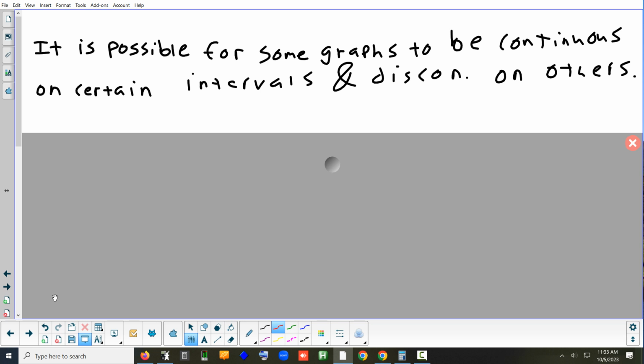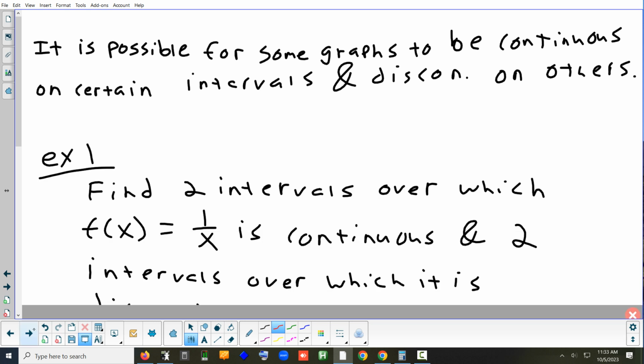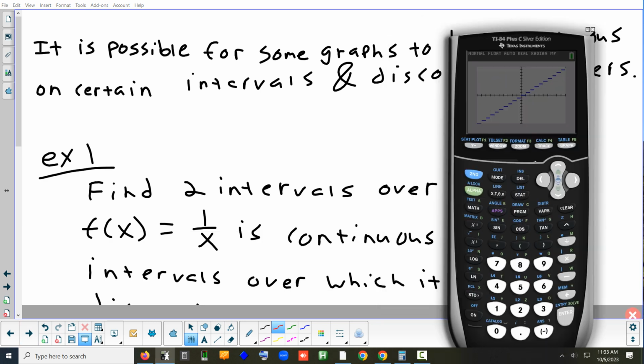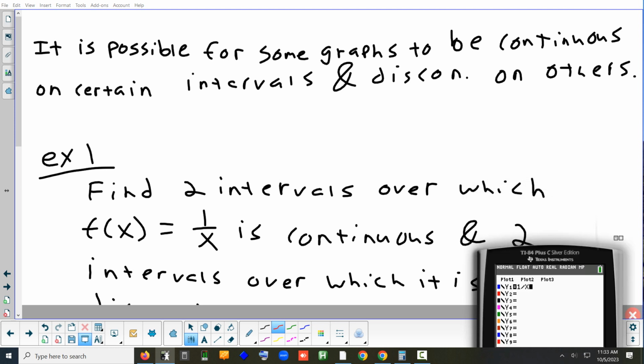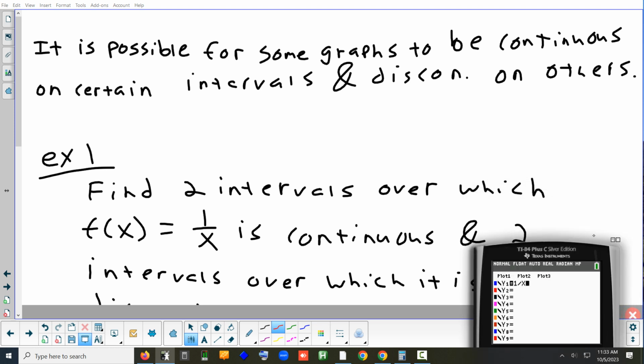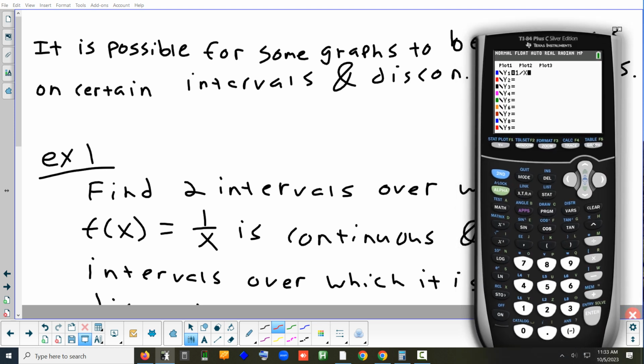some section that is continuous, like the red section, it's just a small part of it. And then you might be able to look at other sections that are discontinuous. So let's try that with an actual graph. We're going to graph 1 over x. And I want to find 2 intervals where it's continuous and 2 where it's discontinuous.